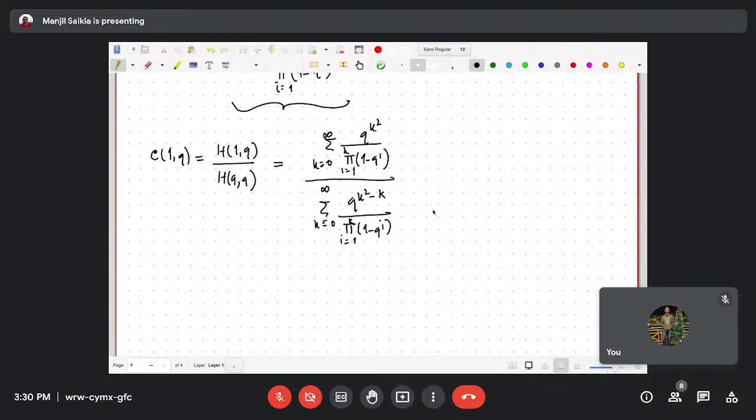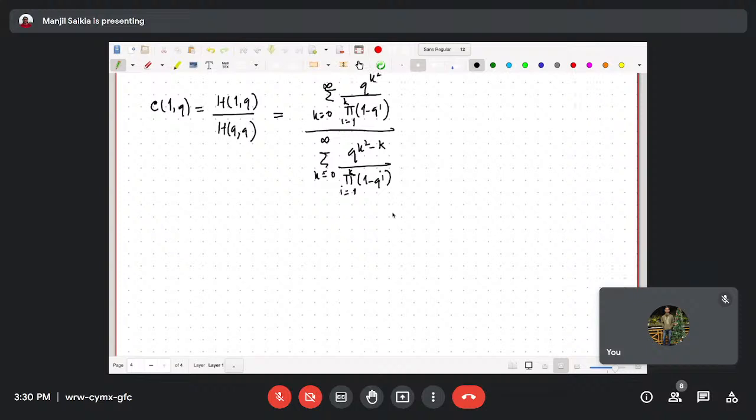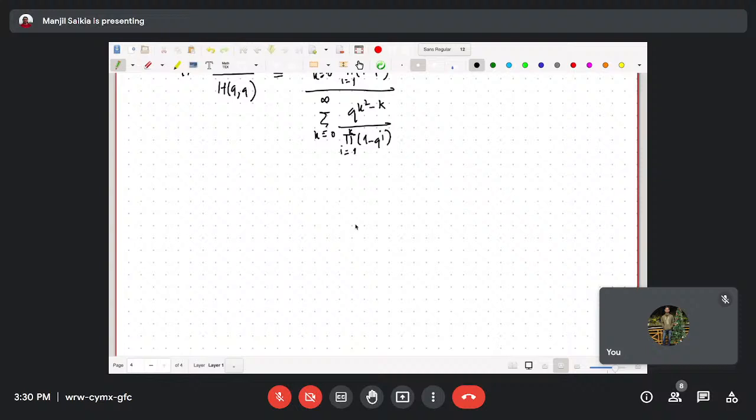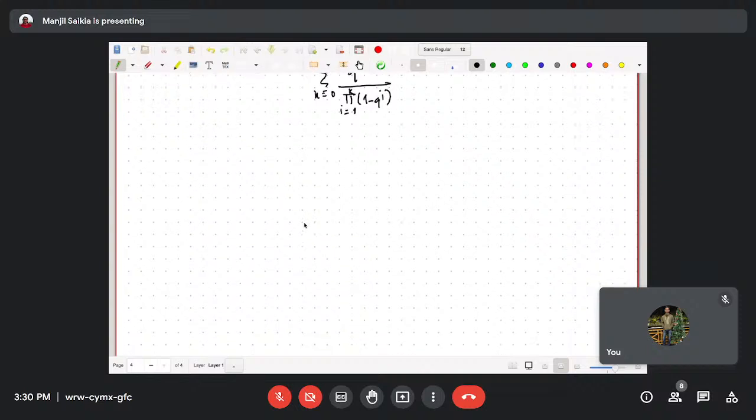Now, so far I have got the sum side. So how to get the product side? The product side, again, we are going to use a trick, and this trick is very short now. I don't really need to go into so much detail. So in the next one or two minutes, I would like to show you how to get the product side. So let's focus on H(1,q), okay? So H(1,q), if you just expand it from whatever we have seen before, it will be something like 1 plus q over 1 minus q, plus q^4 over (1 minus q)(1 minus q^2) and so on, okay?